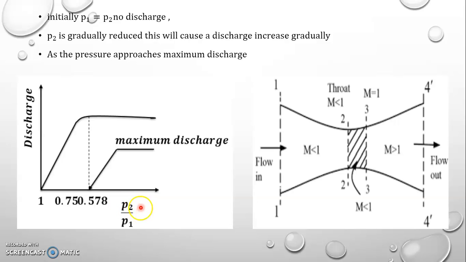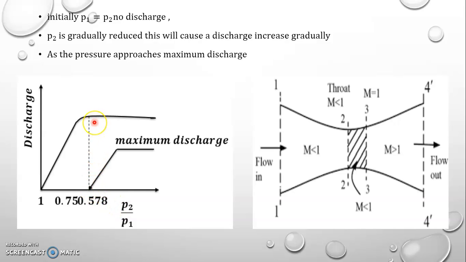For example, P2 is 7.5 bar and P1 is 10 bar, we get the answer 0.75. There is a little bit of discharge, and the discharge will gradually rise. After that, P2 is 5.78 bar and P1 is 10 bar, we get 0.578.